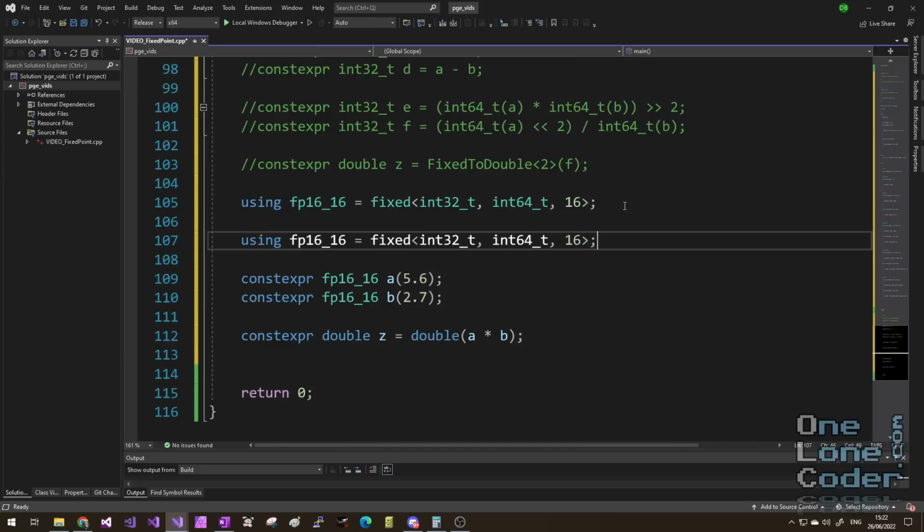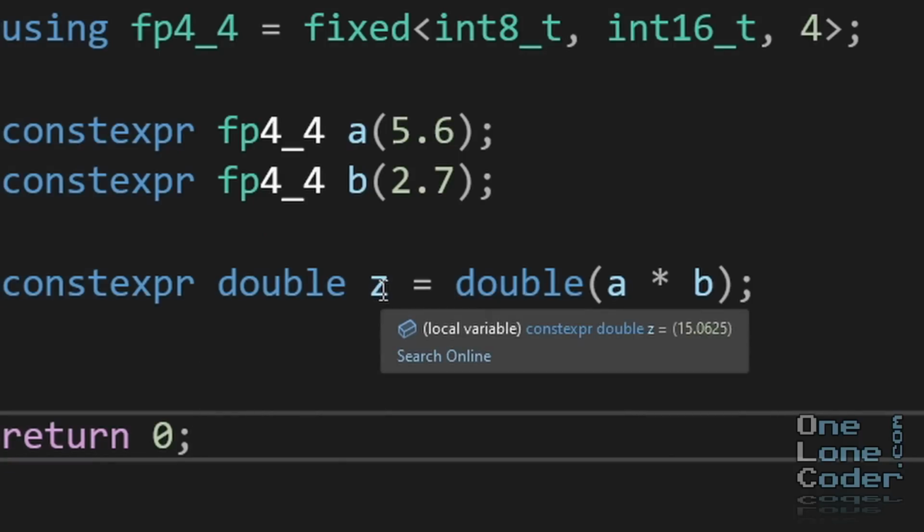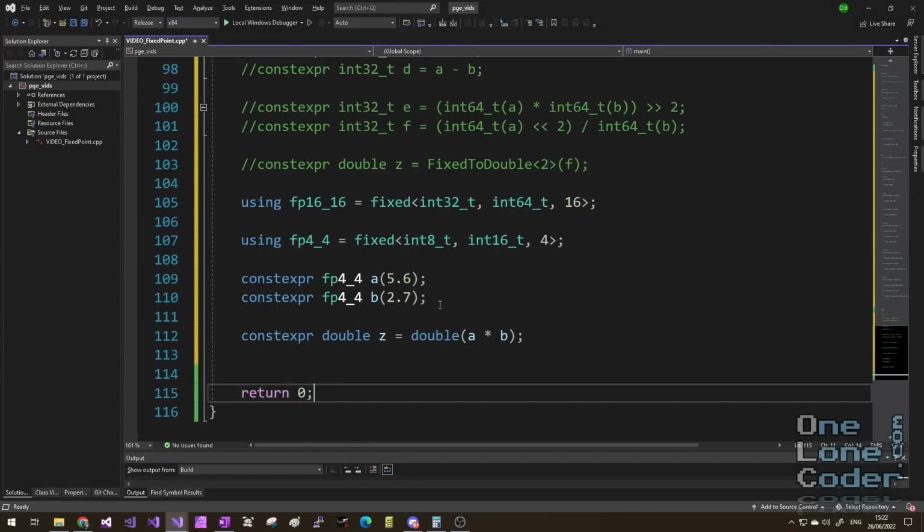But now we've got even more flexibility. We can, for example, change our basic type. So let's go now to having 8-bit decimal numbers. So we need 8 bits for our main type, 16 bits for our working space, and we're going to have 4 bits of decimal precision. And we'll call this one an FP44. And we'll just change these over. And we can see that's functioning too. Remember, this should have been 15.12. It's now coming out at 15.0625. It's the best it can manage.